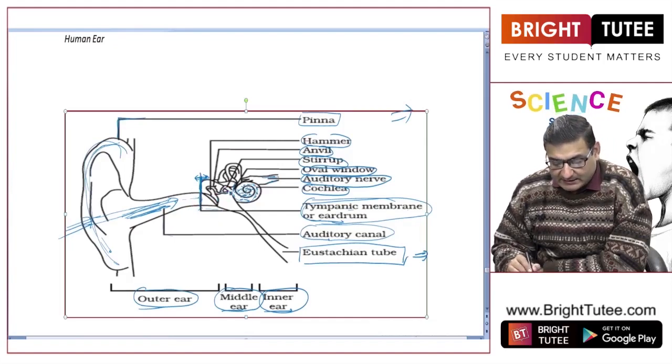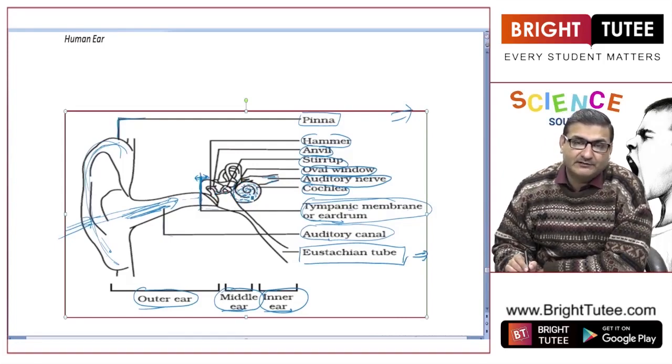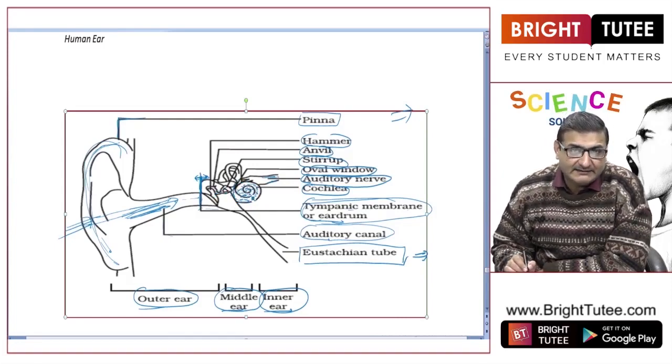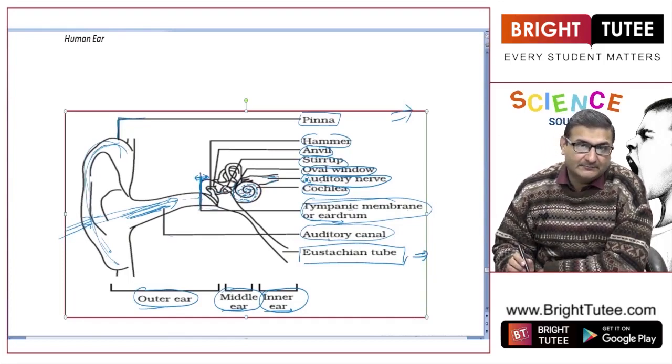that is the hammer, anvil and stirrup. These vibrations are further carried to the oval window, and when they go inside the cochlea, there is a fluid, and some disturbance is created in the fluid of the cochlea. These vibratory disturbances are carried by the auditory nerves to the brain, where they are interpreted.